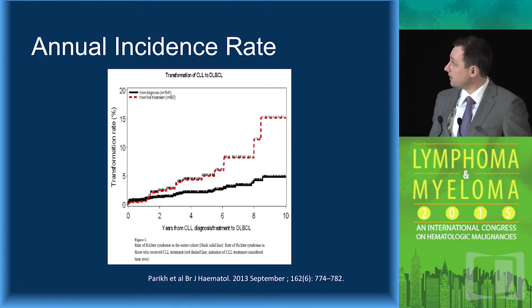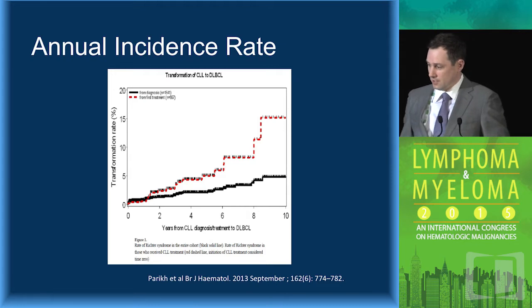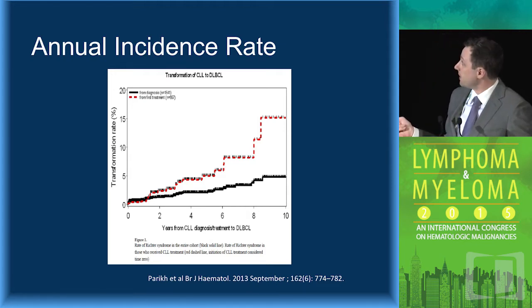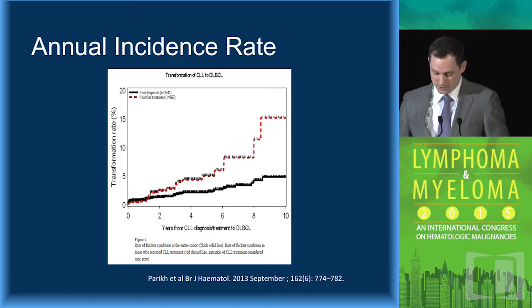And what you see is that the incidence rate really approaches about 2.5% at about 4 years, and then at 10 years out, it approaches about 5%. This is all patients. This is high and low risk patients.